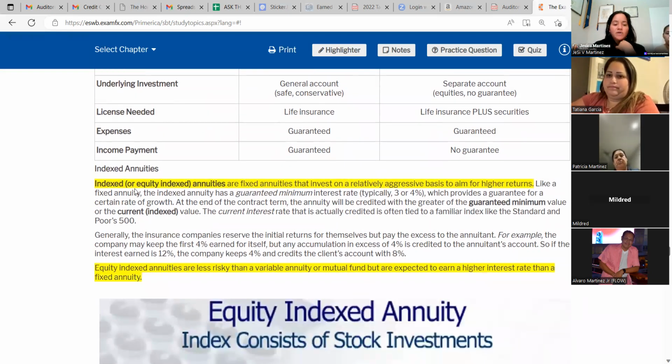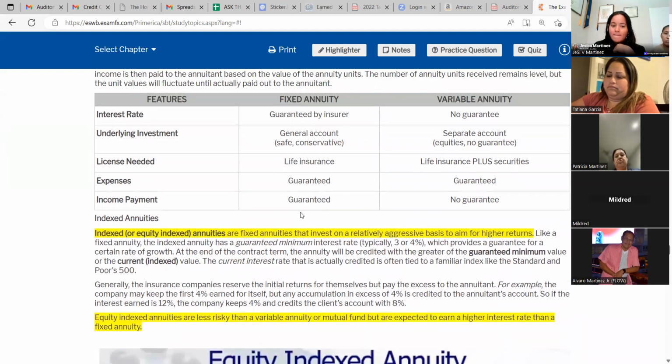So index annuities or equity indexes are fixed annuities that invest on a relatively aggressive basis to aim for higher returns. So you're still under the fixed annuity, but now you're an index. So you're more aggressive. So you might be investing in accounts that might give you a 9, a 12% return. And it has a guaranteed minimum interest of 3 or 4%. So you still get some money, even if you don't do as good. Let's say your investments only did 2%, they're still going to pay you 3 or 4, right? Depending on what it says on the contract when you get it. But you're invested into those higher accounts.